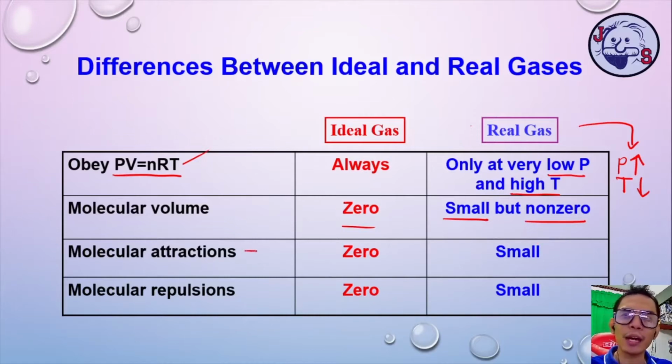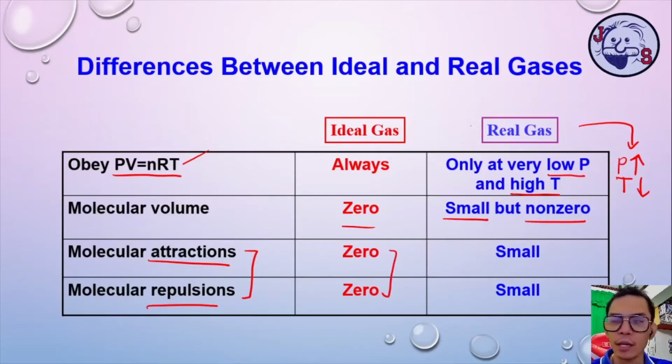Next one. How about the interaction? How about the electrostatic interaction, the attraction and repulsion between molecules of gases? In an ideal gas, since the gas molecules are doing elastic collisions and no energy is lost in the process, these attractions and repulsions between gas molecules, which come from the electrostatic concept, are negligible.